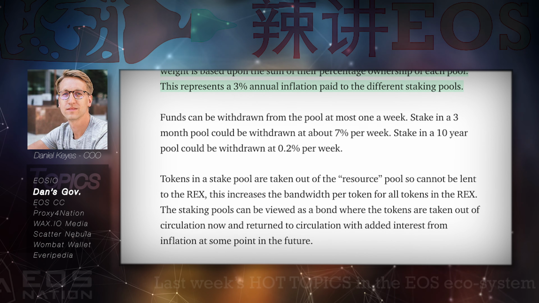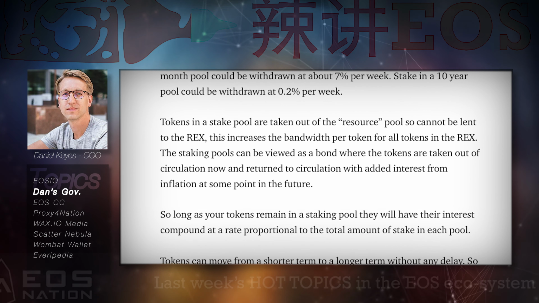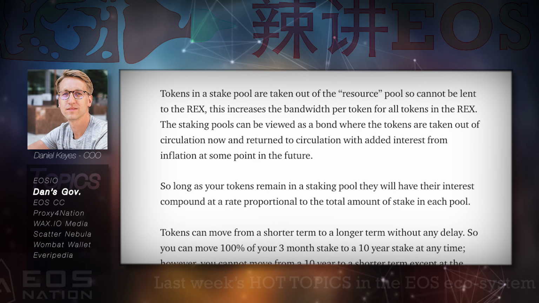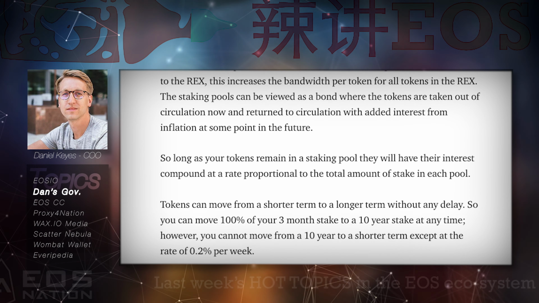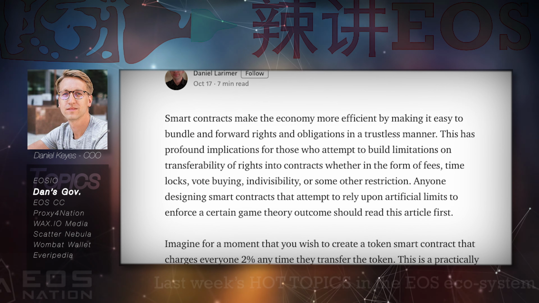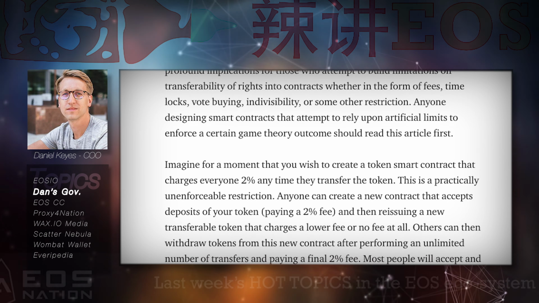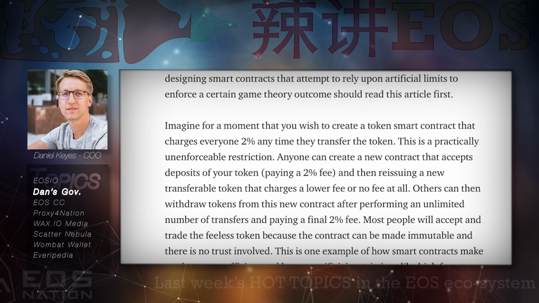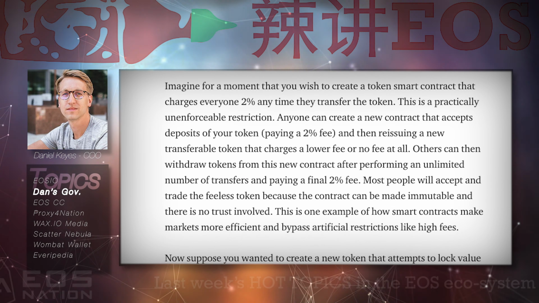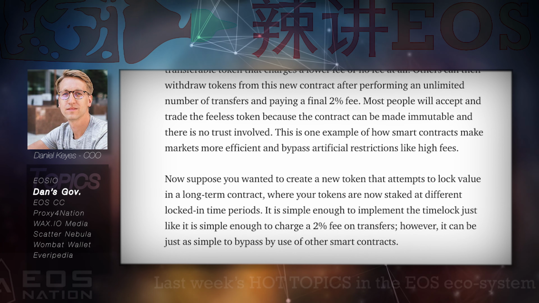To make the pool a bit more liquid, users can withdraw a certain percentage of their stake every week, such as 0.2% per week in the 10-year pool, and 7% per week in the 3-month pool." Dan's second article, posted a few days later, addressed the situation where smart contracts could be used to overcome artificial restrictions. It's not the easiest article to understand, but it explains how a liquid staking solution would be optimal in a system with liquidity pools as described in the first article.